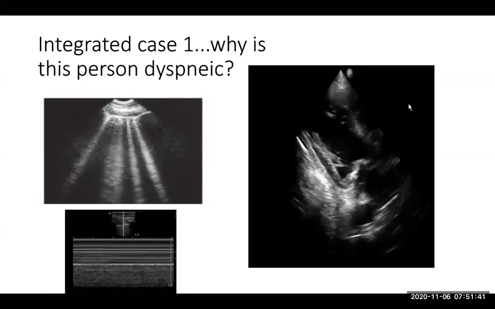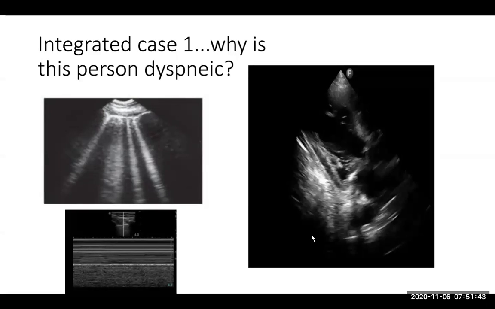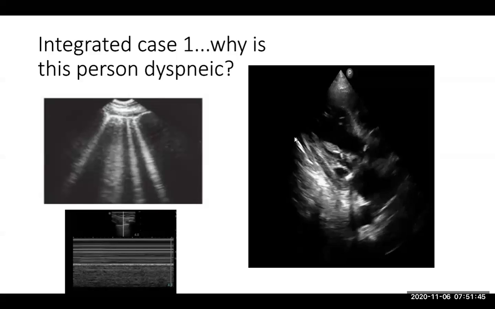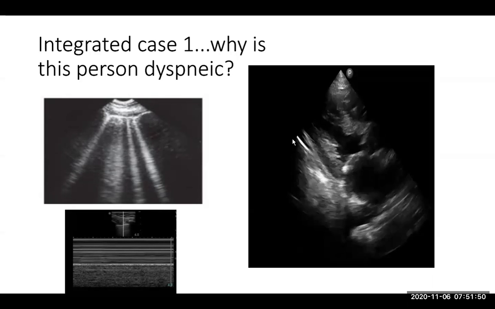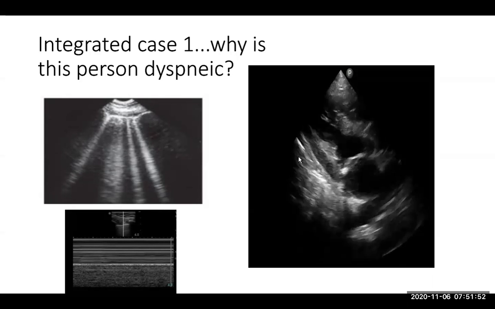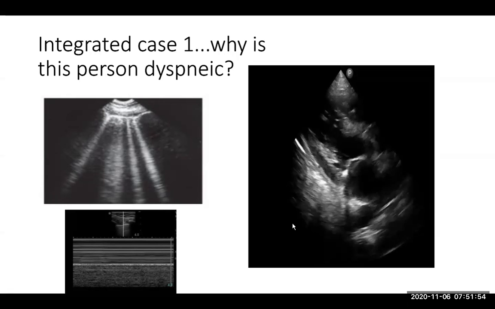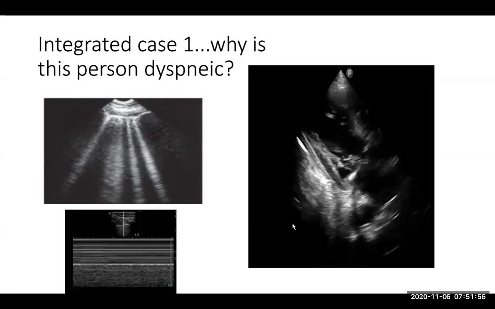So we go from EF to effusion. Now this is harder because it's off axis. The effusion, if we had one, so this is pericardium right here. So the effusion would be up here, which we don't have. So we don't have effusion. So we have good EF. We don't have a pleural effusion.